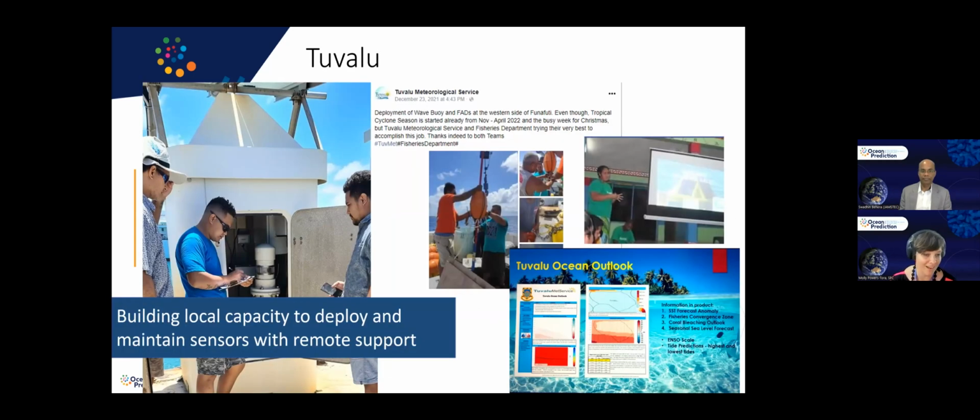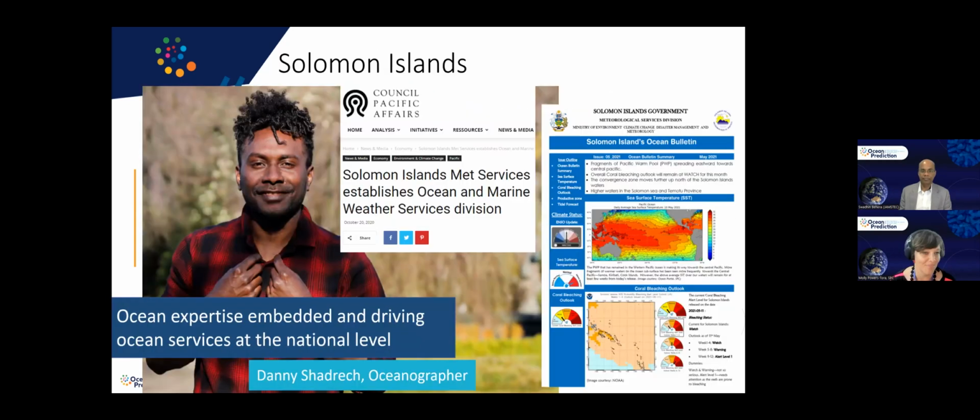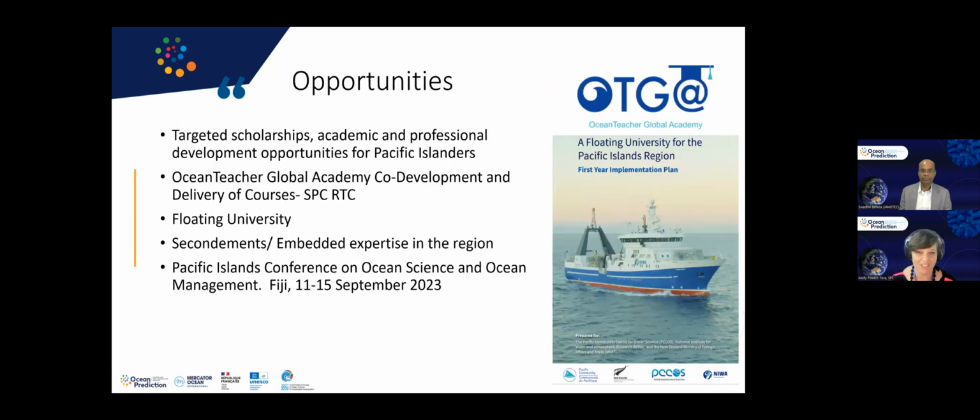I won't go into further detail. We've got lots of bright spots, lots of great stories about the work that's happening in the region, but just very briefly touching upon some of the future opportunities. There's an initiative called Floating University across the Pacific Islands in collaboration with SPC, NIWA, and others. This is a great sort of targeted technical opportunity. We'd like to see more of these types of opportunities, secondments, maybe some embedded expertise within our region, as well as the development of courses.